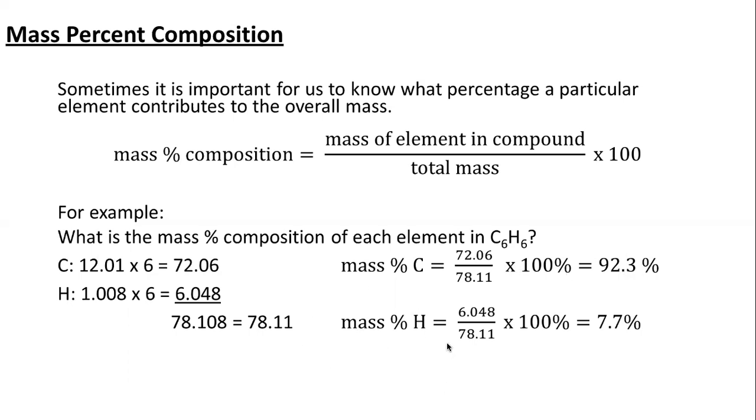And if we want to understand how much of the mass is contributed by hydrogen, we take its contribution or amount in that compound, divide it by the total, and multiply by 100, and we get 7.7. And what this is telling us is that the bulk of the mass of this compound is contributed by carbon and not hydrogen.